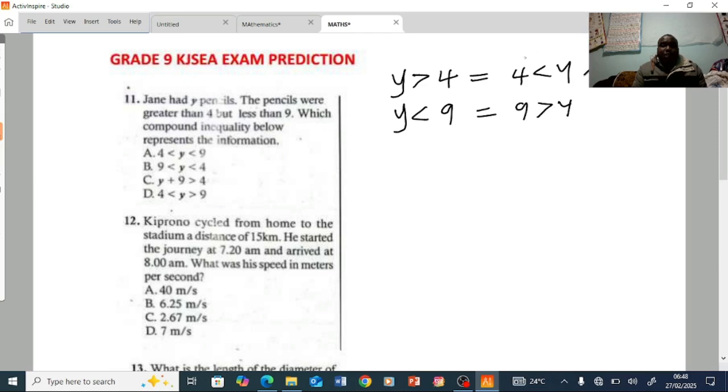Now we want to combine these two. We start by the smaller number. So we will say 4 is less than Y, and Y is less than 9. And our answer is A.